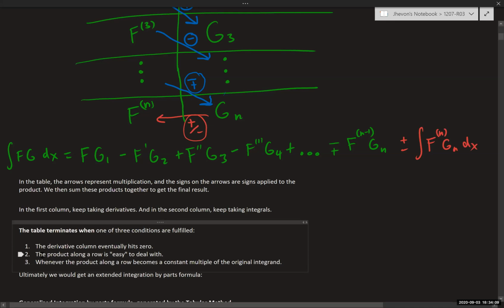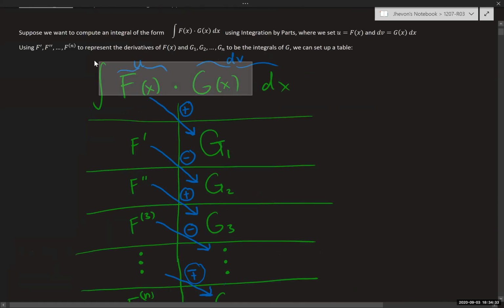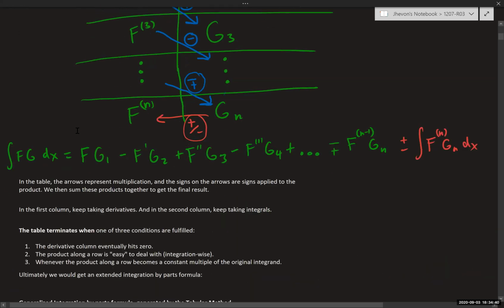Another situation you can find yourself in is if the product along a row is easy to integrate, I mean integration wise. Then you can stop the process there. A third situation is if the product along a row is a constant multiple of the original integrand. So that's the original guy you started with. If you see that guy showing up again, you can stop the process at that point.